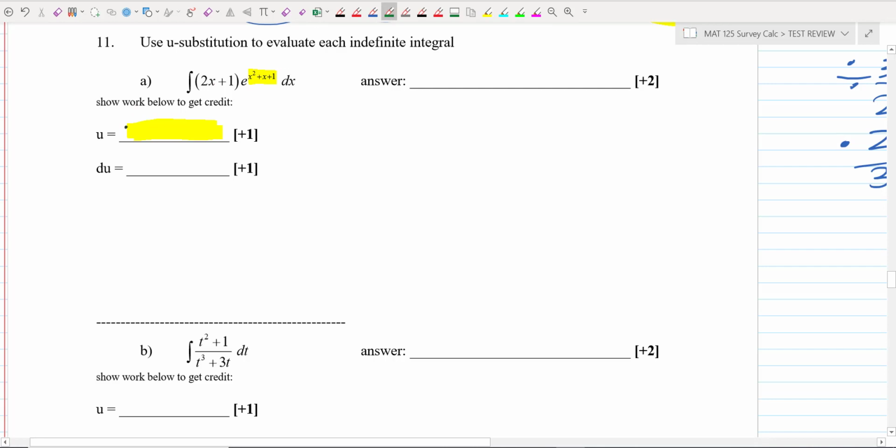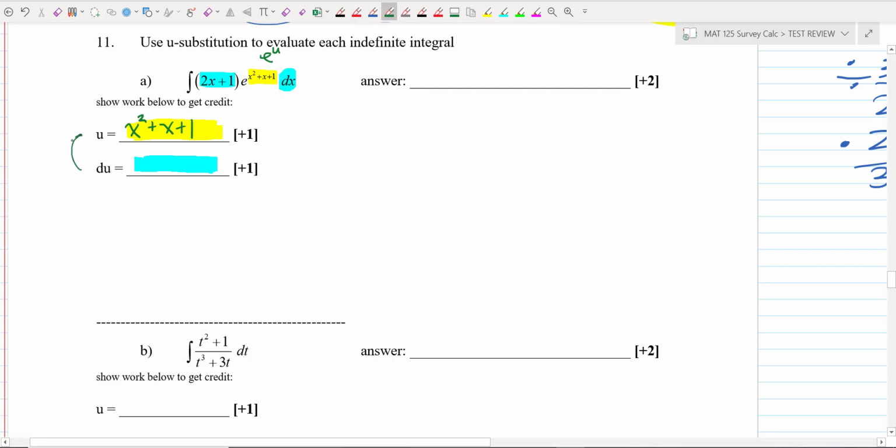So let's go ahead and try u is x squared plus x plus 1. And then that way we would just have e to the u, which we know how to integrate, so that's good. But the key is du. It's nice if du ends up being the remaining expression. Now, disregarding the e to the u, that is what we would want in our integral. So let's see what we get.